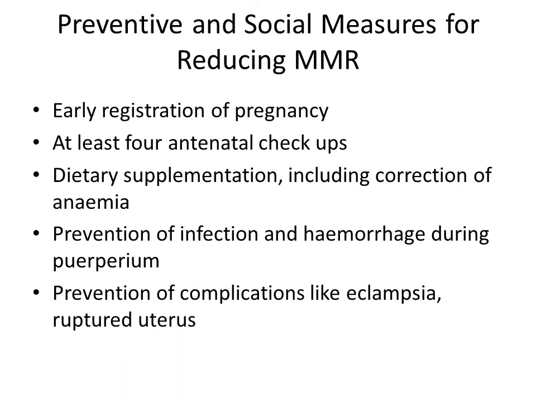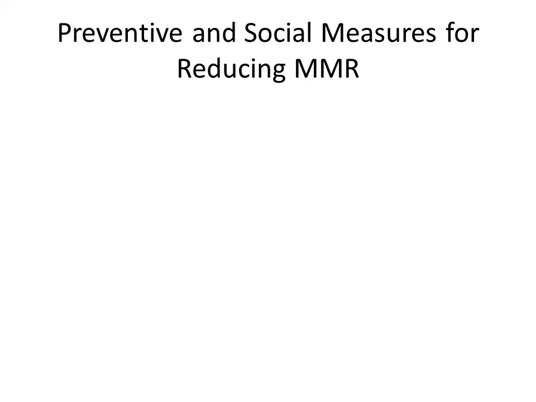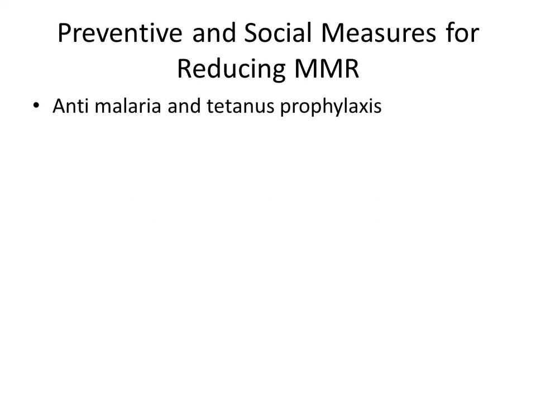Prevention of complications like eclampsia and ruptured uterus during pregnancy and labor. And treatment of associated medical conditions like hypertension, diabetes, etc. Preventive and social measures continued. Anti-malaria prophylaxis in the endemic areas.